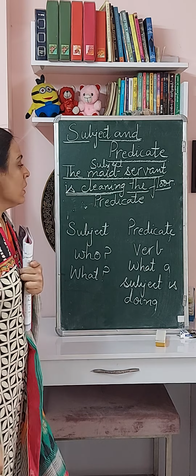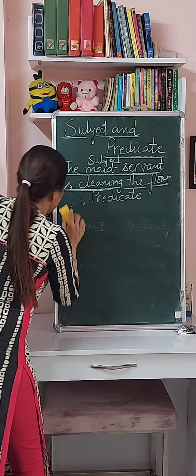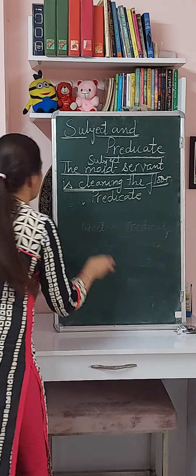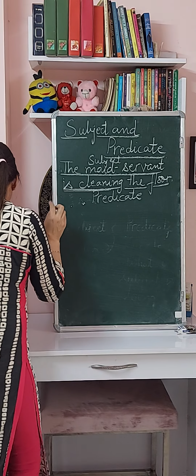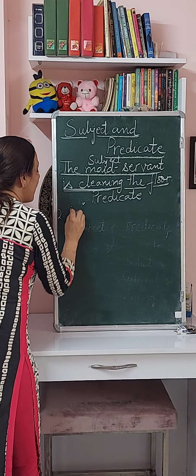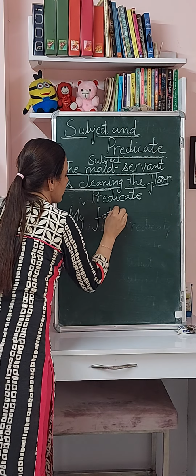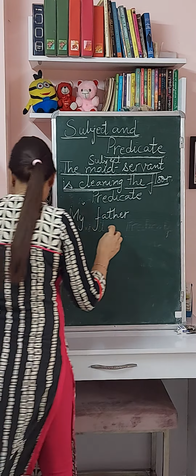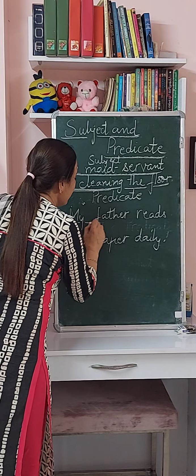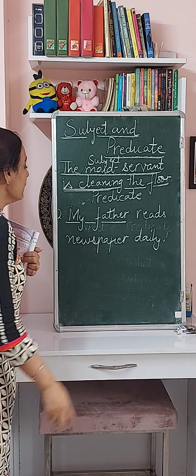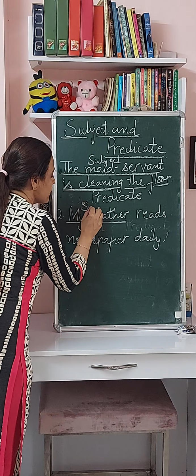All right, so let's take a few more examples. Now children, this was the first example. Now I am taking the next example. Our next example is, my father reads newspaper daily. Full stop. Now whom are we talking about? We are talking about my father. So my father is the subject over here.